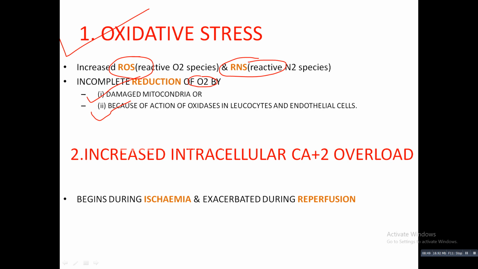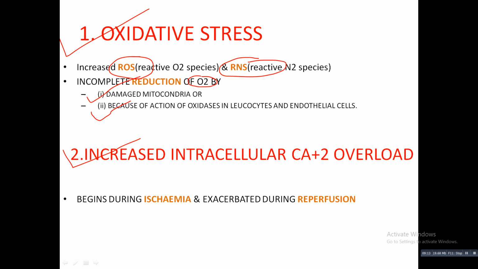The second mechanism is increased intracellular calcium overload. As we have already discussed in the previous lectures, I will not be going into the details of this, but increased cytoplasmic calcium plays a role in ischemic reperfusion injury and leads to tissue damage. It begins during ischemia and it is more exacerbated during reperfusion.